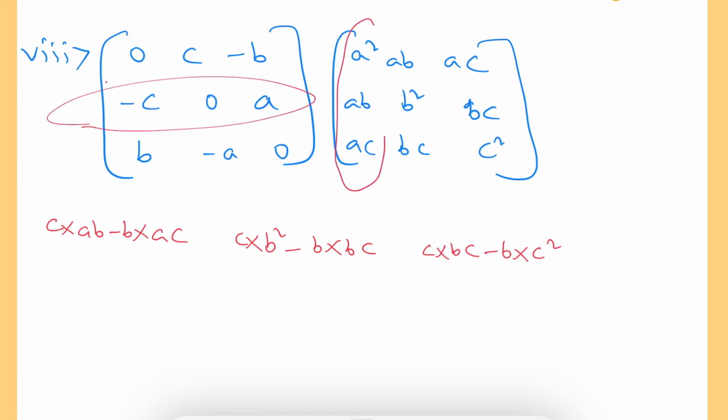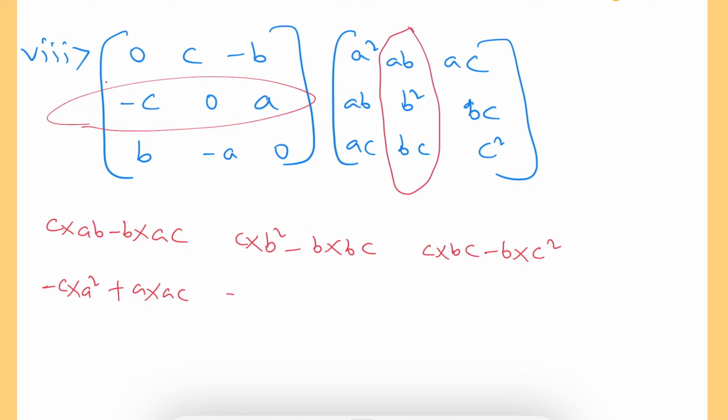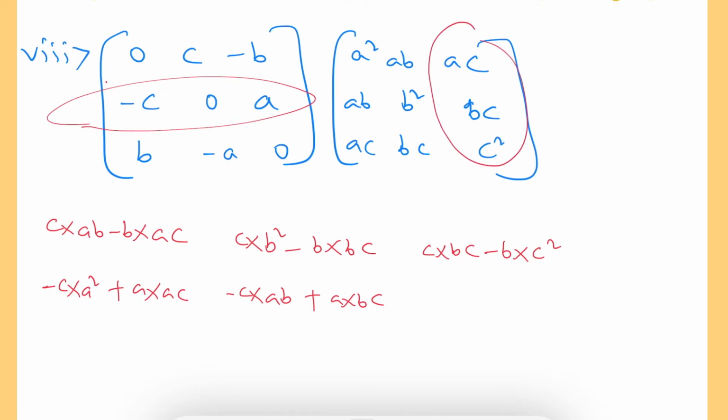Okay, first row completed. Now let's move to the second row. Second row multiply with the first column: minus C into A square, 0 into AB no need, plus A into AC. Now first column completed. Let's move to second column: minus C into AB, 0 into B square no need, plus A into BC. Next, second row third column: minus C into AC, 0 into BC not necessary, plus A into C square. Now second row also completed.